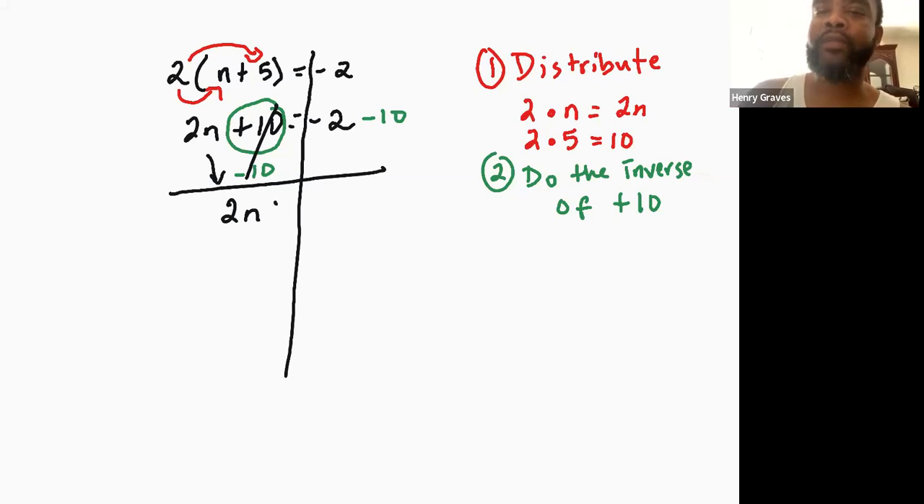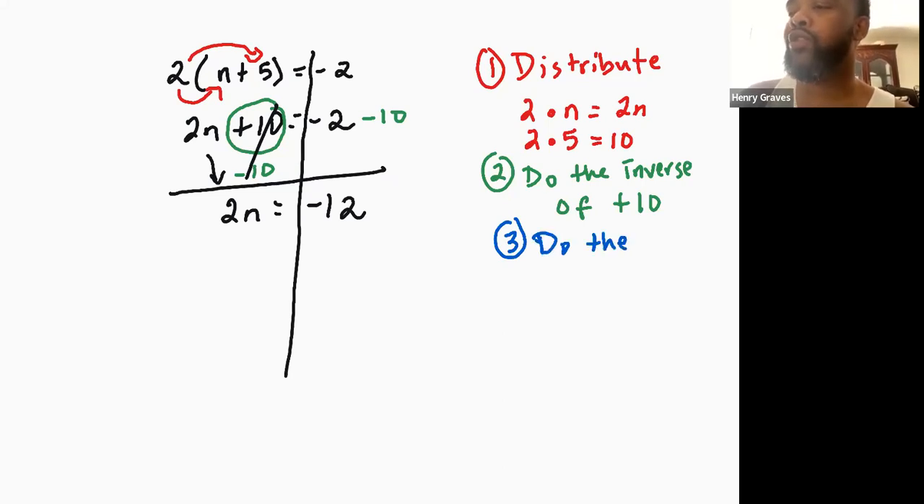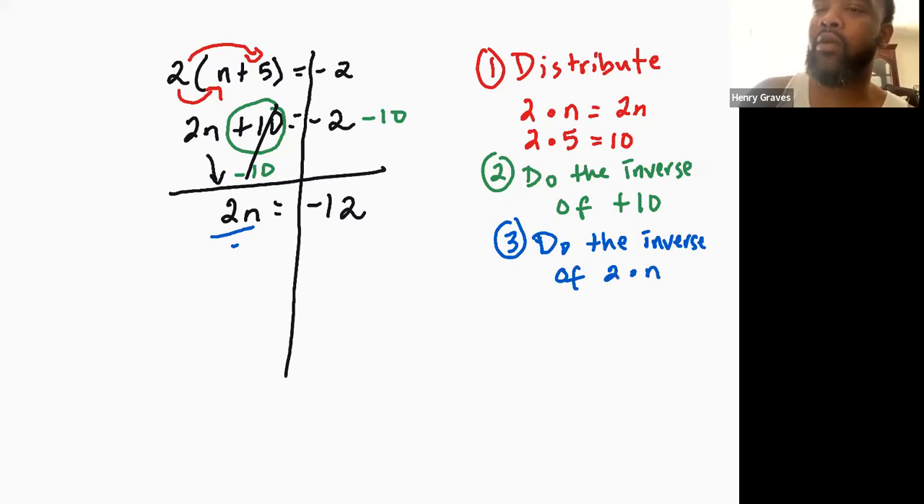And then my final step, step 3, is I'm just going to do the opposite. So do the inverse of 2 times n, which means I'm going to divide everything by 2. So when I do, n is going to equal -12 divided by 2. So n will equal -6. And I am done.